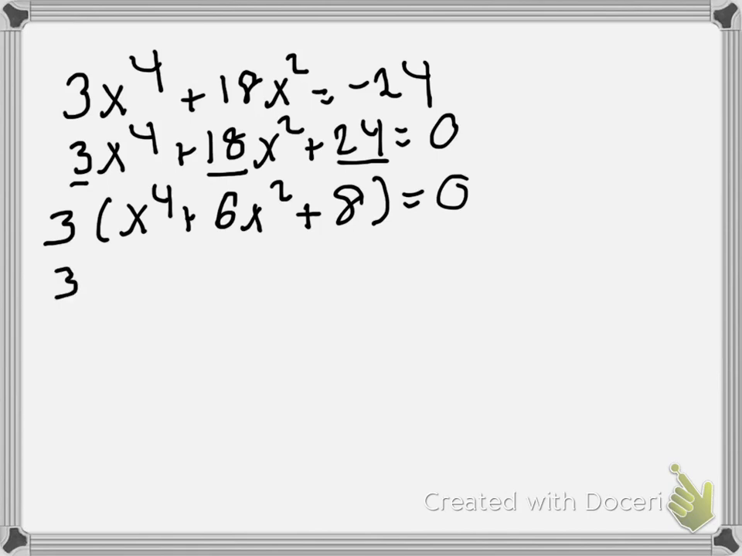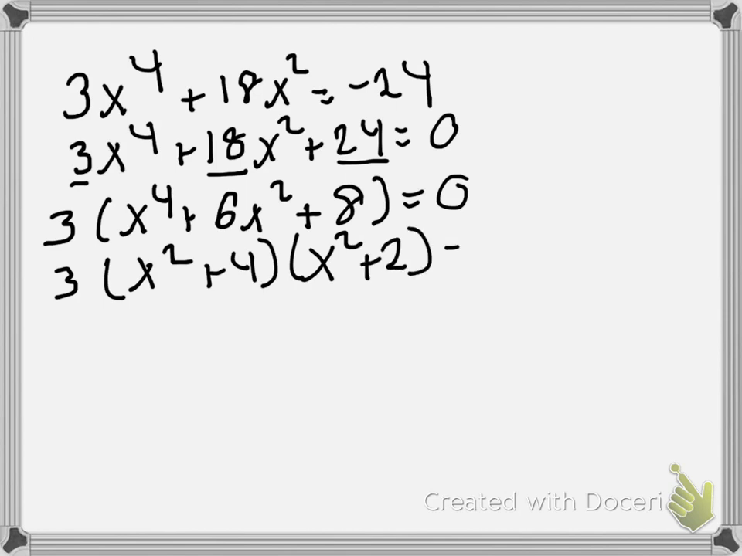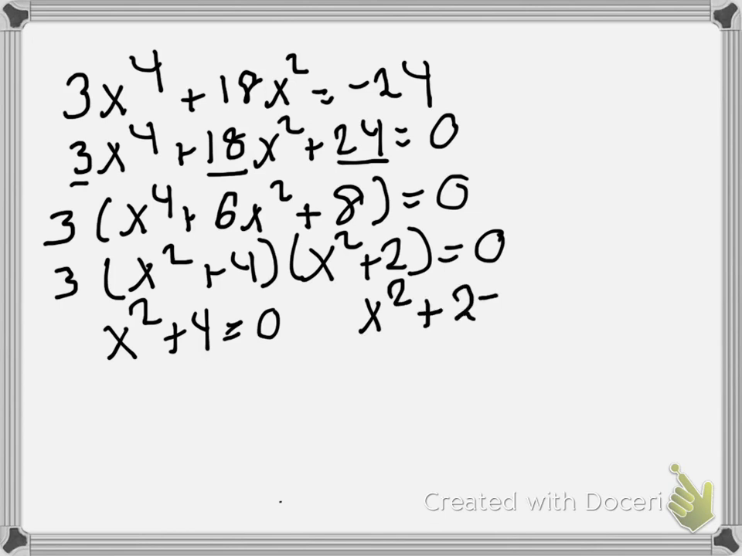So what does that do? Well, this is a straightforward factoring again. So this gives me x squared plus 4 and x squared plus 2. All right, so now what do I do? Well, we know that 3 doesn't equal 0, so that's not going to be an answer. That's just basically going to disappear. So I just have x squared plus 4 equals 0. X squared plus 2 equals 0.